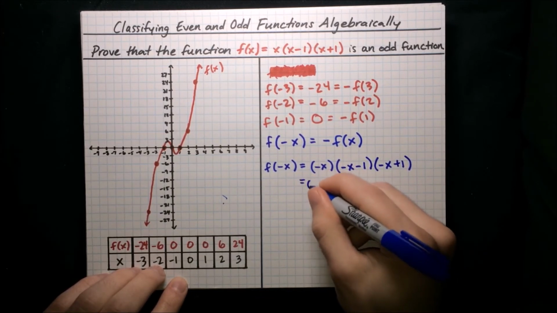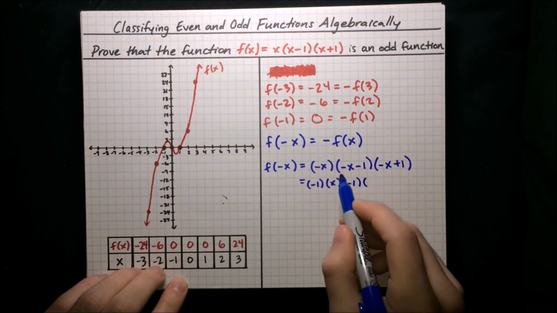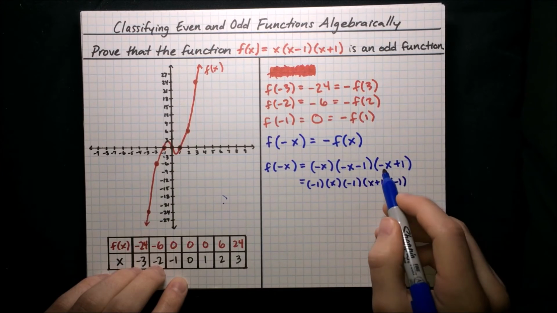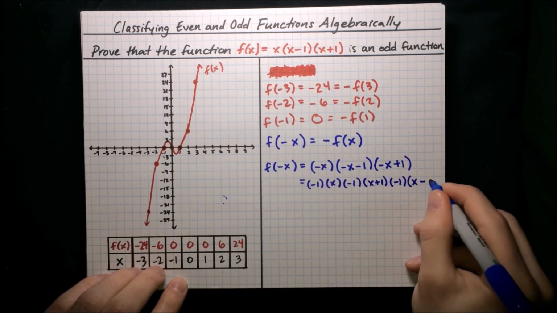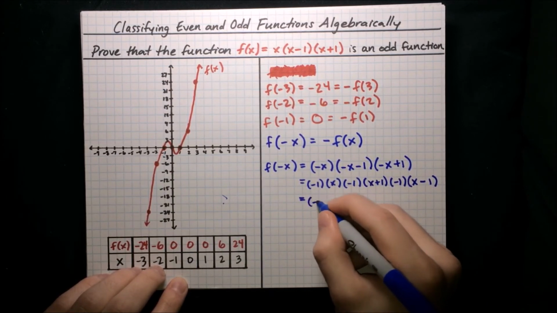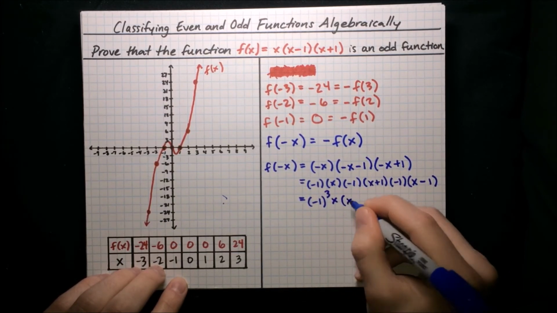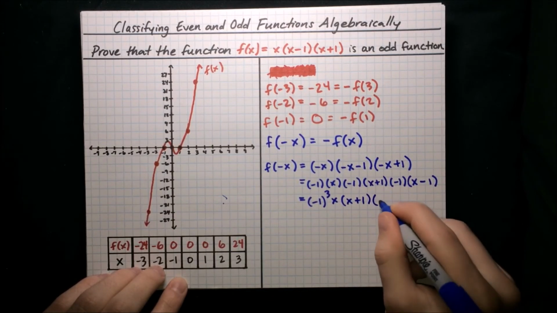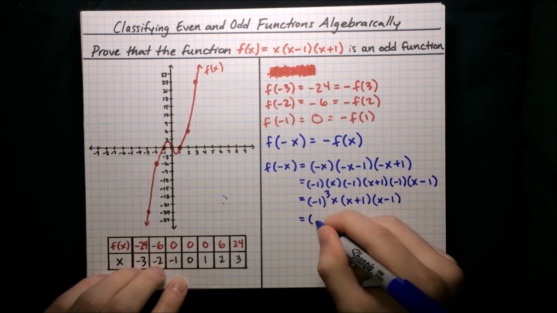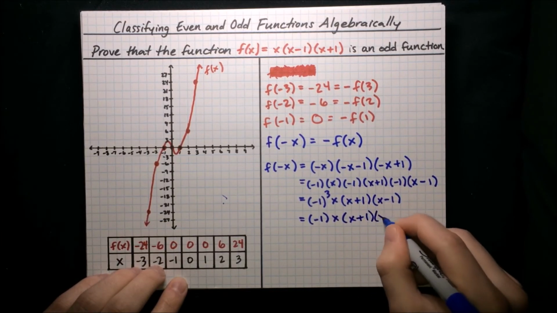So we'll have equals negative 1 times x, and then times negative 1 times, factor out a negative from both of these, so x plus 1, and then times negative 1, factor out a negative from both of these, so x, and then minus 1. And now let's go ahead and group up our negative ones. So this is negative 1 to the third power, then times x, then times x plus 1, and then times x minus 1. And negative 1 to the third power, that is just equal to negative 1. And then we've got still x plus 1, x minus 1.